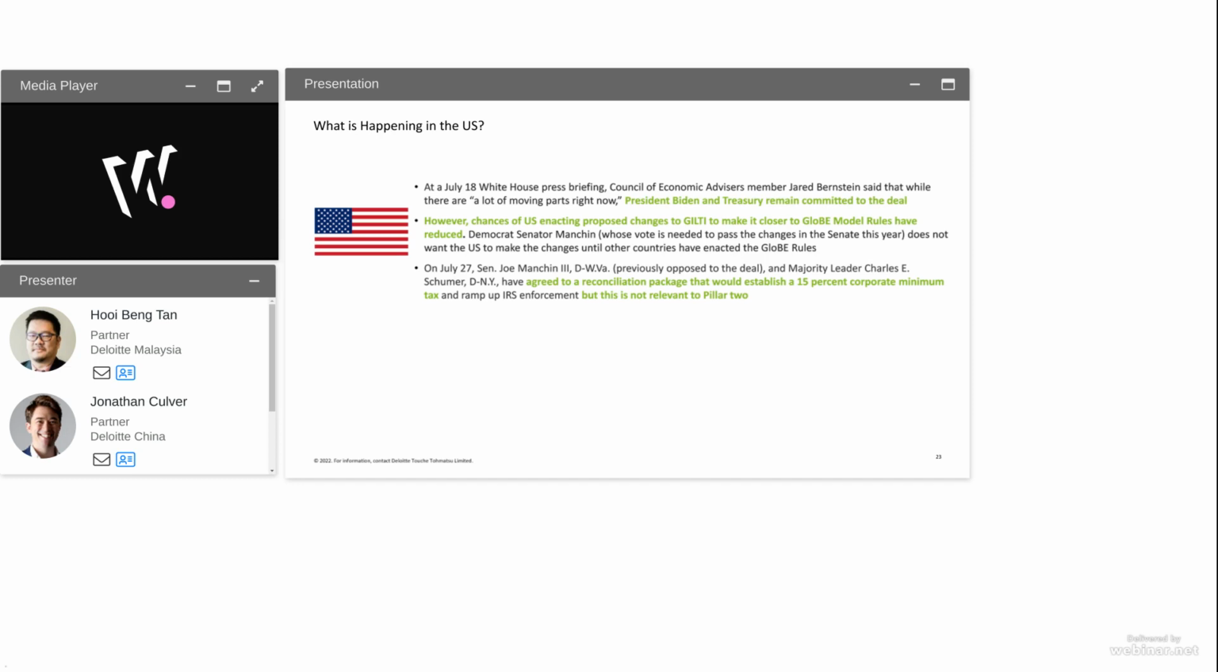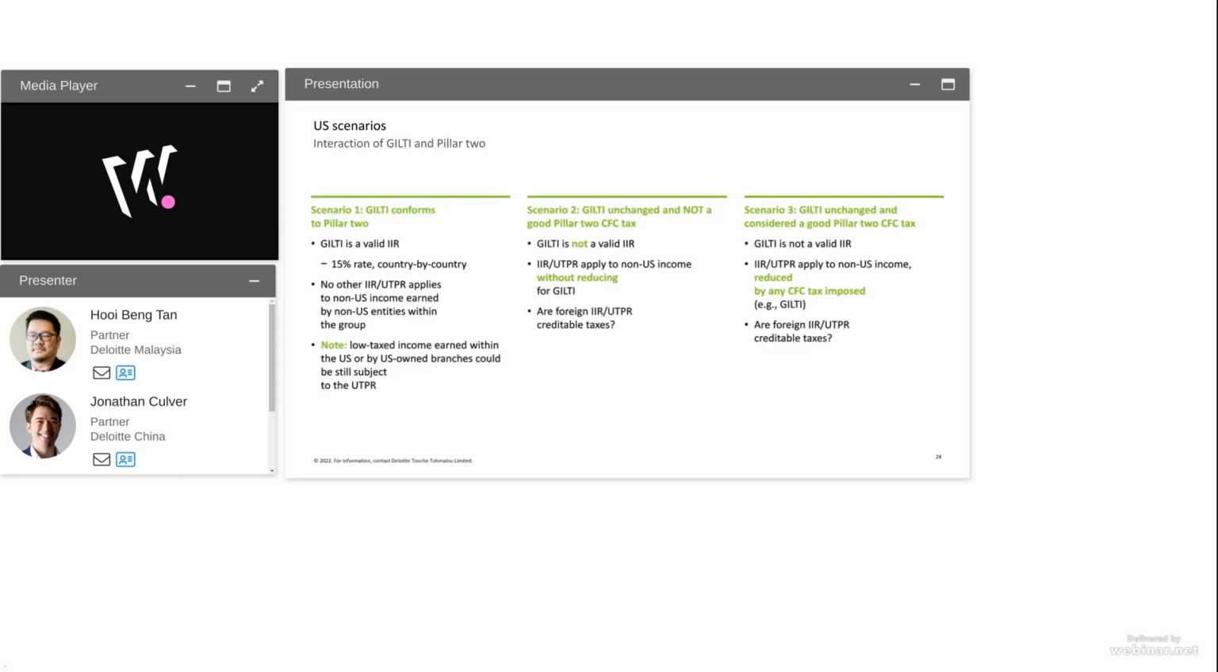So really, the political landscape of the US is looking like it's very difficult for there to be an enactment of Pillar 1 or Pillar 2 or any adjustments to the GILTI regime. So where does that leave the US? If we flip onto the next slide, there are really three possibilities which have been discussed for a little while now in relation to the US and the interaction with other jurisdictions' Pillar 2 rules.